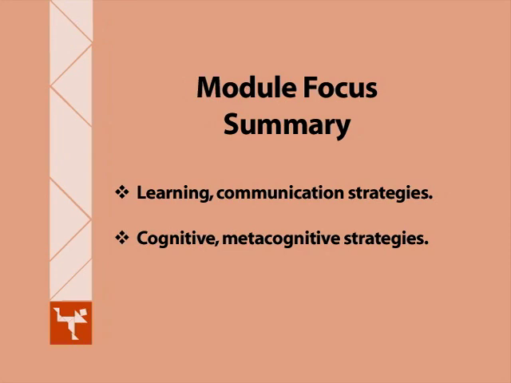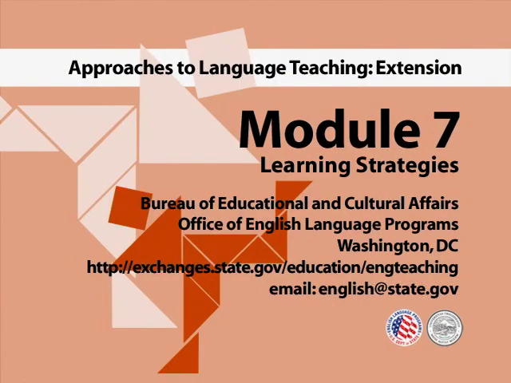Module Summary. The focus in Module 7 has been on language learning and communication strategies and cognitive and metacognitive strategies. With strategy training, teachers should help students develop affective and social strategies as well as language-related strategies based on their individual learning styles, current strategy use, and specific goals. See the manual for readings and more information on this and other topics related to learning strategies.